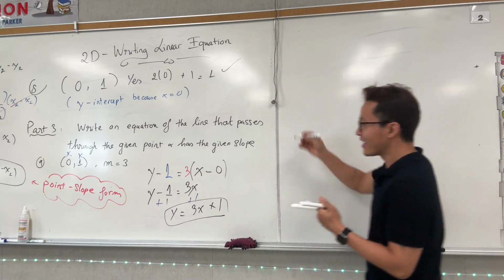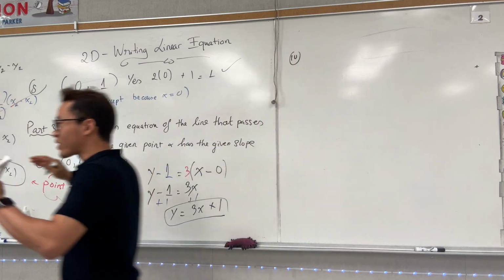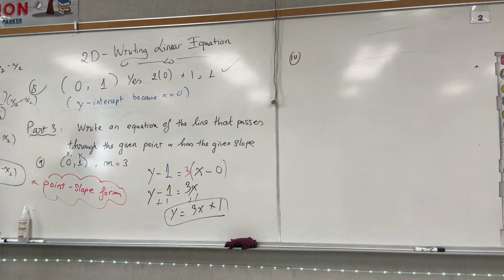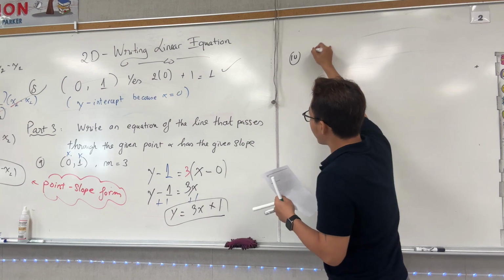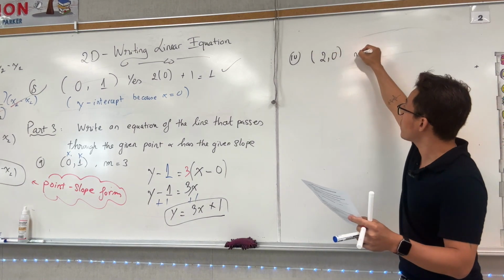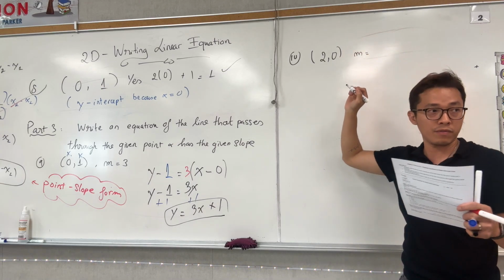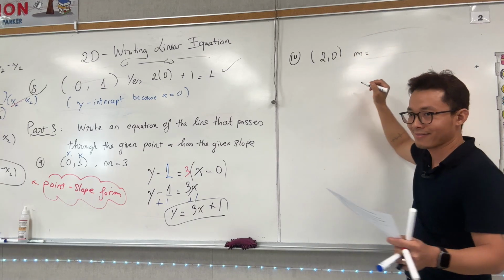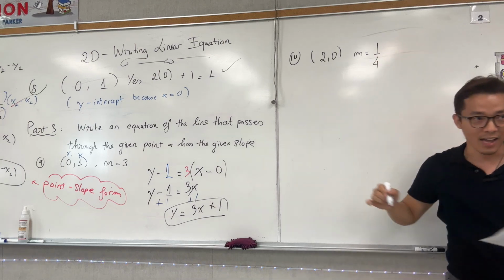Okay, let's do it again. I'm going to go slowly. I'm going to go slower this time, okay? I'm going to go very slow. Slope m is 1/4. That's slow motion. Did that help?